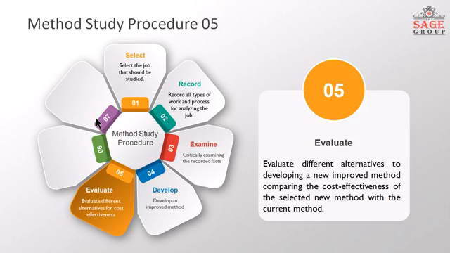Now the fifth step is evaluate different alternatives to the developed new improved method, comparing the cost effectiveness of the selected new method with the current method. Basically we have to evaluate the different alternatives of the method that we are going to propose, and we have to compare the cost effectiveness of the various other existing methods. So in terms of that, we have to evaluate the effectiveness of our proposed method.